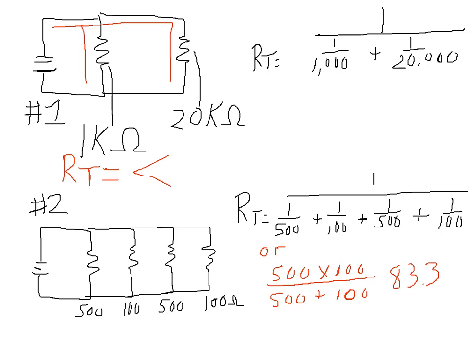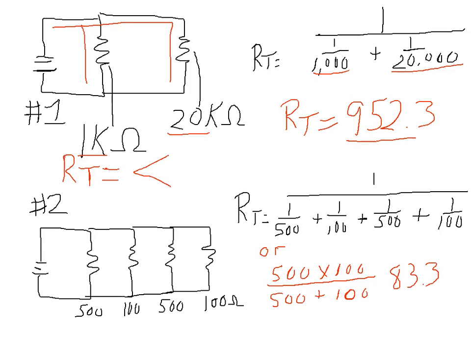So in this problem I have 1K and I have 20K. So I went ahead and did my conversions right away. I converted 1K to 1,000, and I converted 20K to 20,000, and I went ahead and typed that into the calculator, and let's see what we get. So the answer to number 1 is going to be 952.3 ohms.